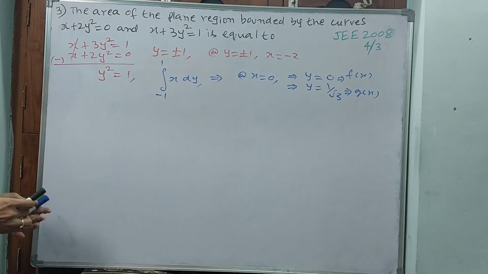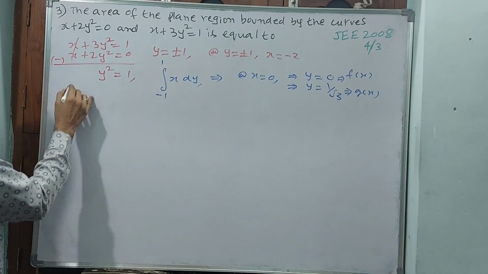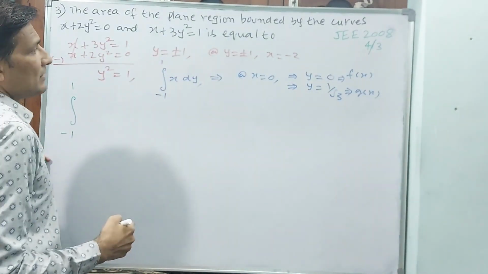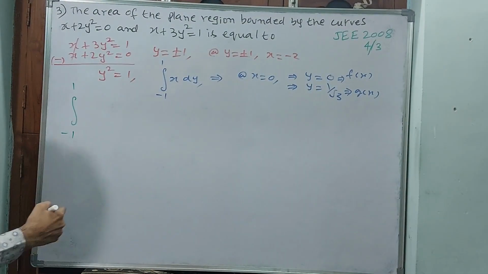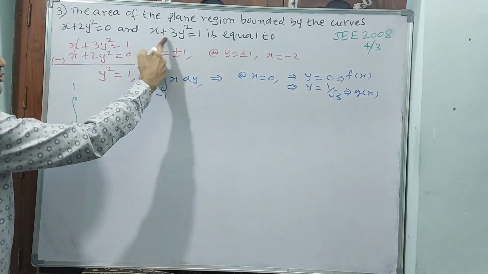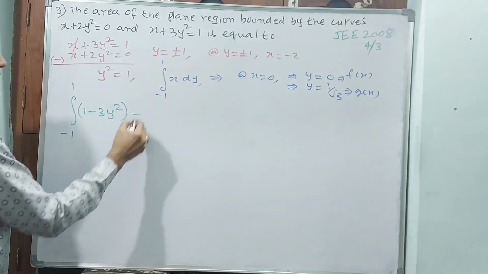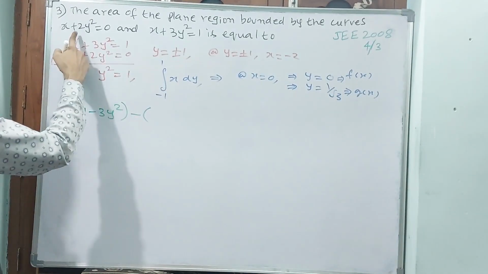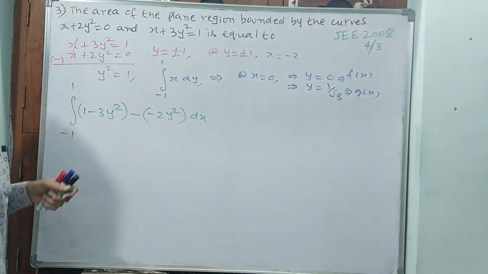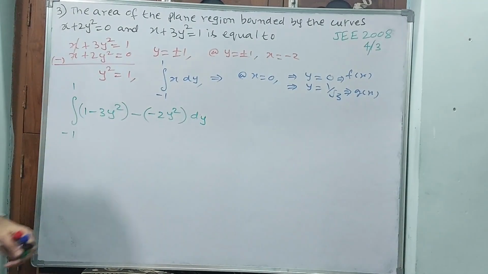See how I am doing it. Integral from minus 1 to 1, for this function you have to write x is equal to 1 minus 3y square. We are doing x dy, because these are the values for this only. 1 minus 3y square minus this function x is equal to minus 2y square, dy. With y we are doing.